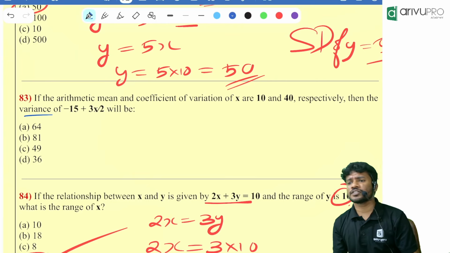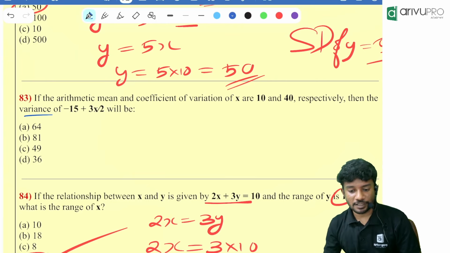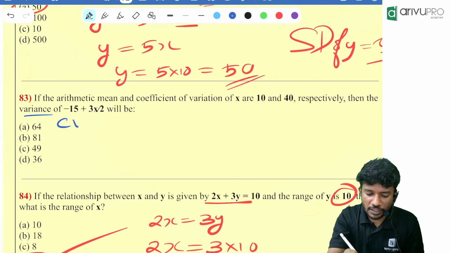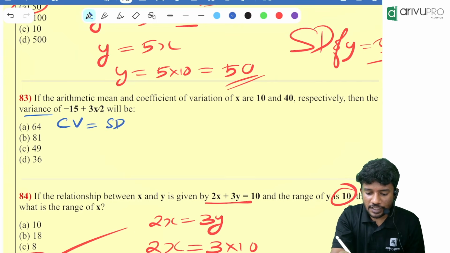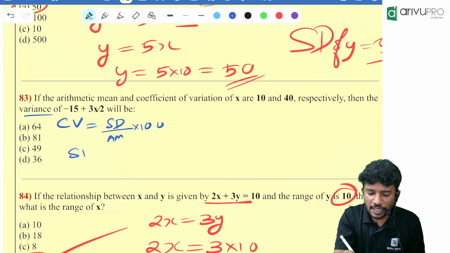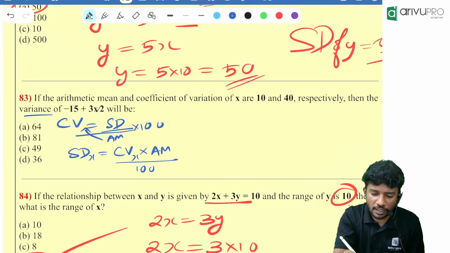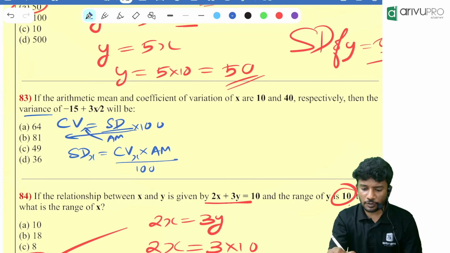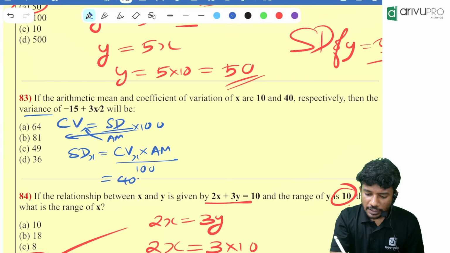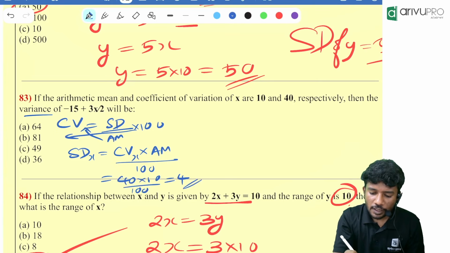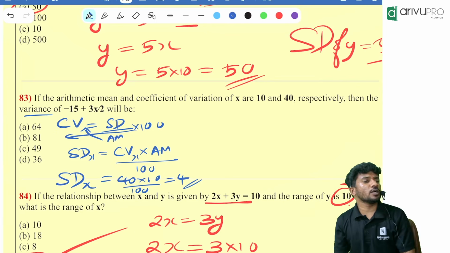In order to find variance, you require what? Standard deviation. People, what is the formula for coefficient of variation? Standard deviation divided by arithmetic mean into 100. So can you find me standard deviation of x, which is nothing but coefficient of variation of x into arithmetic mean divided by what? 100. That means this went to this side and 100 went to the denominator. That means how much now? That is 40 into 10 divided by 100, which is equal to what? 4. Standard deviation of x is equal to 4.